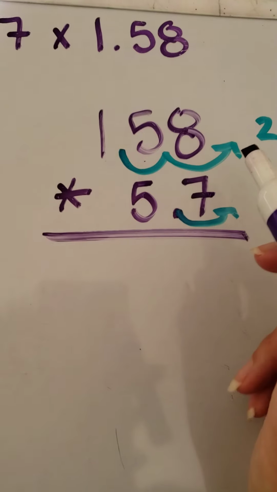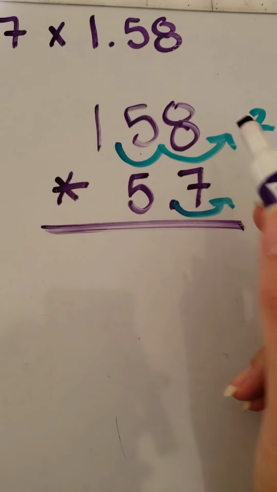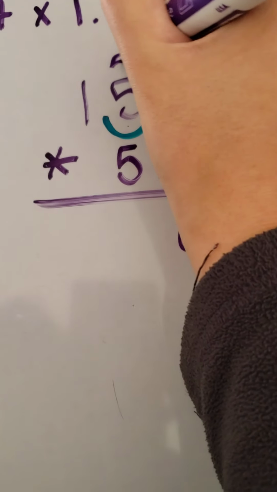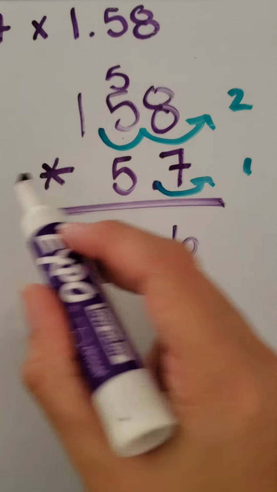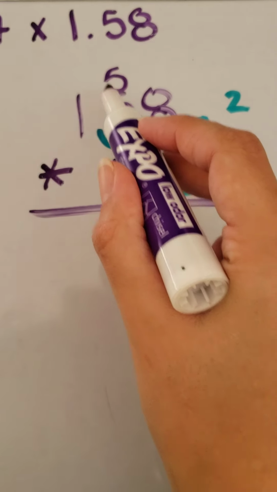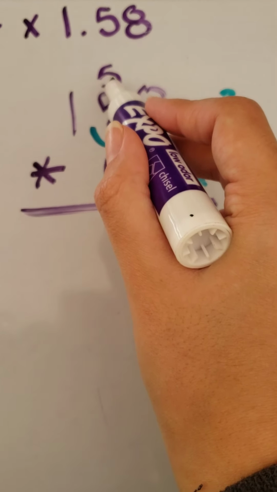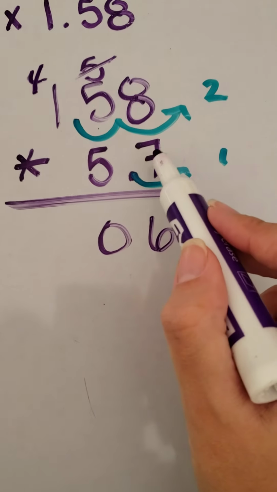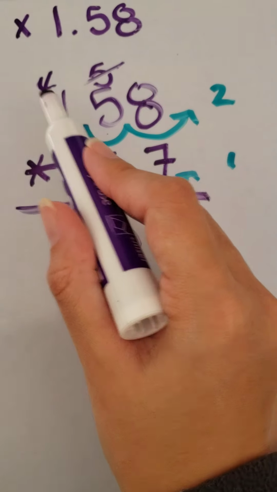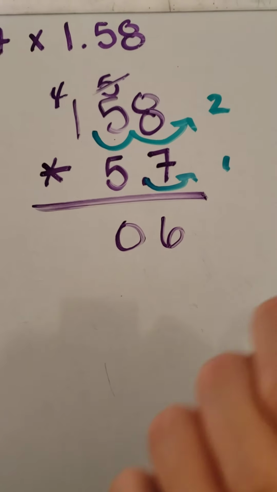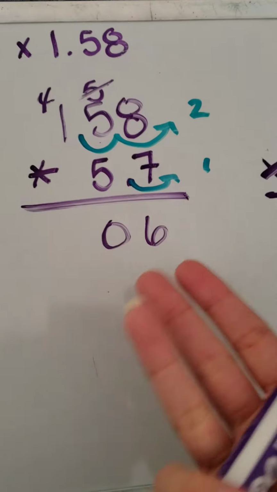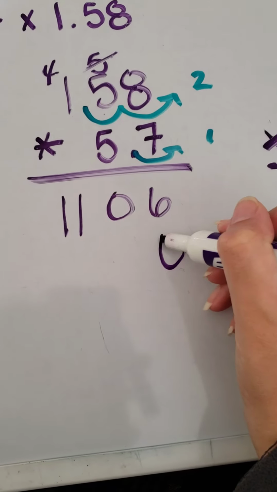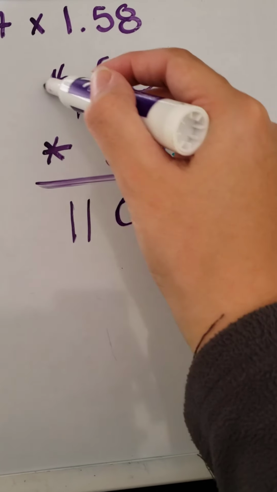7 times 8 is 56. 7 times 5 is 35, plus my second 5, which equals 40. 7 times 1 is 7, plus 4 is 8, 9, 10, 11. Remember, we put a 0 here to move on to the 5.